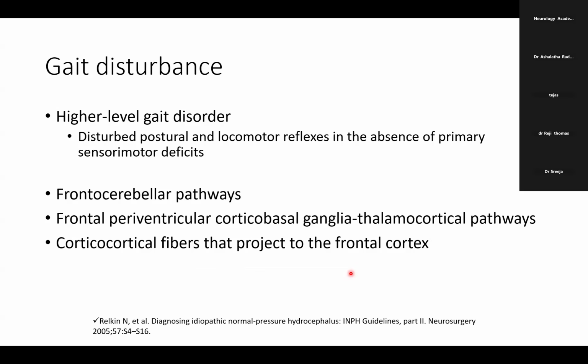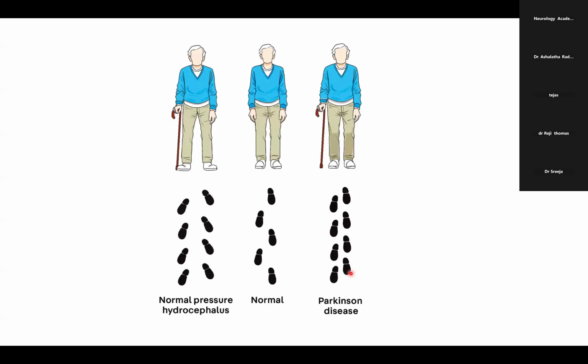Coming to the gait disturbance, the gait is actually a higher level gait disorder due to disturbed postural and locomotor reflexes in the absence of primary sensory motor deficits. The primary sensory motor testing would be normal in these patients. It is also hypothesized that there is involvement of frontocerebellar pathways, frontal periventricular corticobasal ganglia thalamocortical pathways, and corticocortical fibers that project into the frontal cortex.